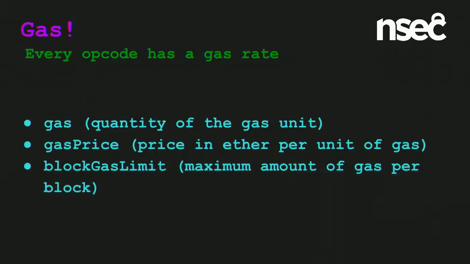Some more things about gas. Gas is sort of the unit. Gas price is how much you can actually pay, a higher fee per unit of computation. And then each block has a limited amount of gas that can be spent within it, to contain how much computation will be done in any given block.